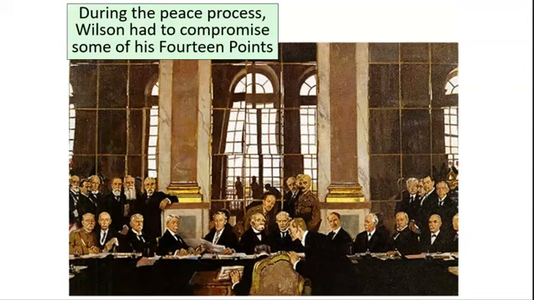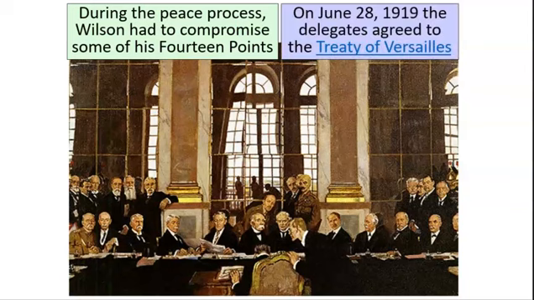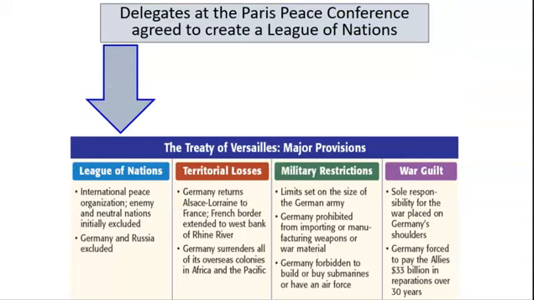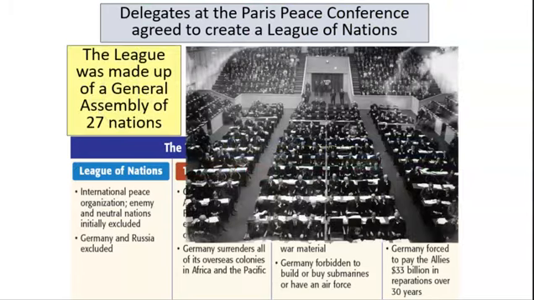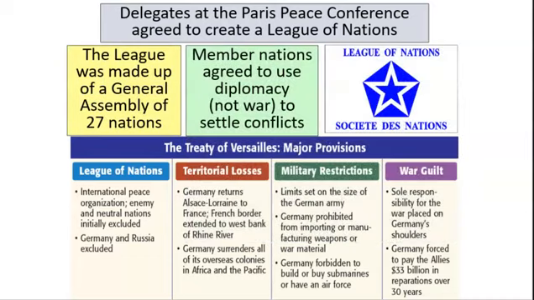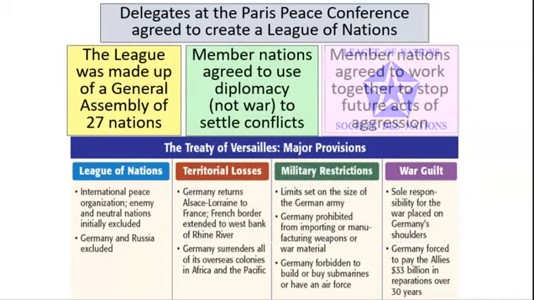Now, eventually, as part of this entire peace process, Wilson does compromise on many of his 14 points. And eventually, the Treaty of Versailles is agreed to on June 28, 1919. It does create, most importantly, the League of Nations, which is an assembly made up of 27 different nations at the time. And they agree to use diplomacy, not war, to settle future conflicts. And they agree to work together to stop future acts of aggression.